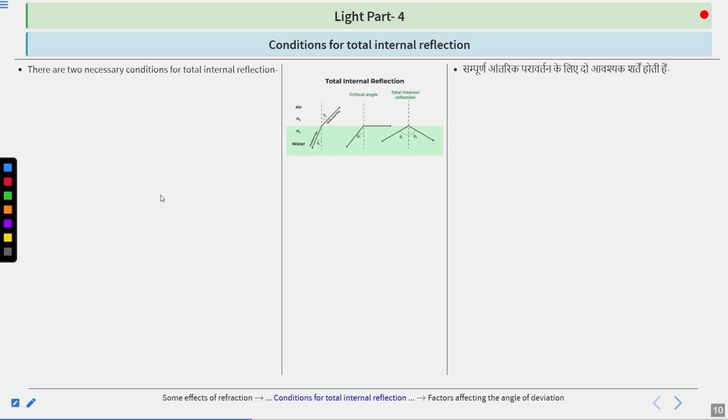Now let's have a look at the conditions for total internal reflection. There are mainly two necessary conditions for total internal reflection.